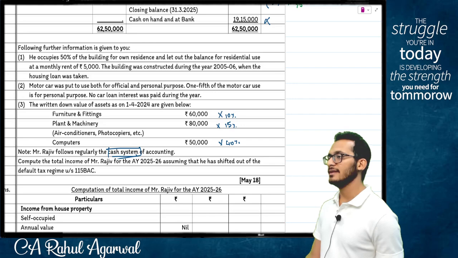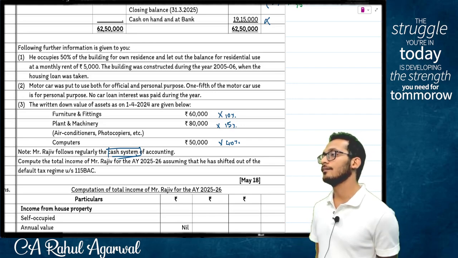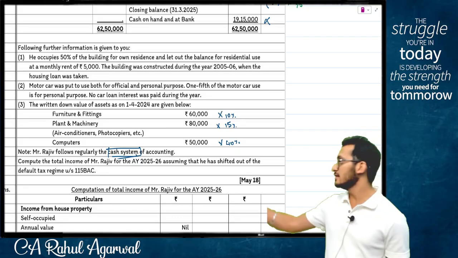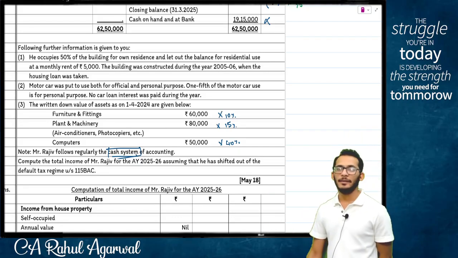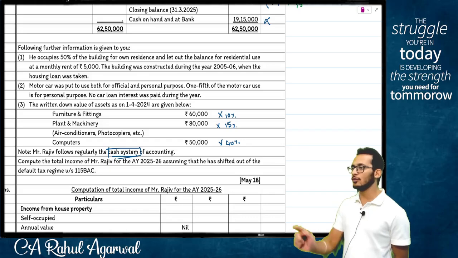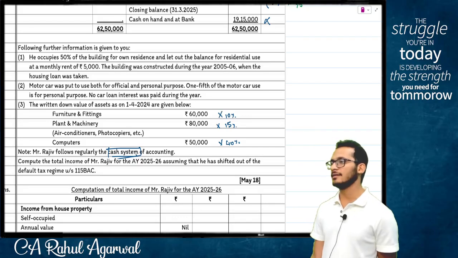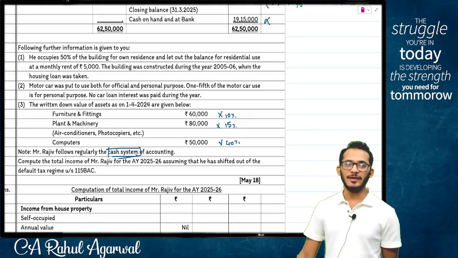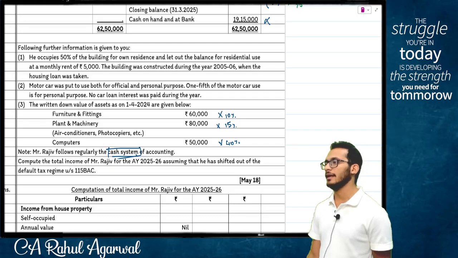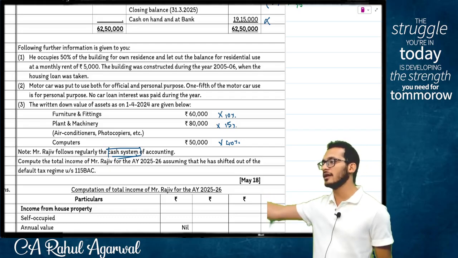Because the question says that you have taken a loan for a car and you have not paid any interest. People, if you are following mercantile accounting, you would have booked the expense. Luckily, because you're following cash system of accounting, no expense to be booked because nothing paid, nothing expensed. Assuming this question was mercantile.